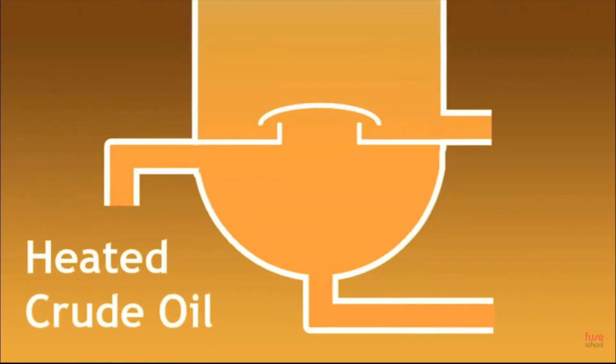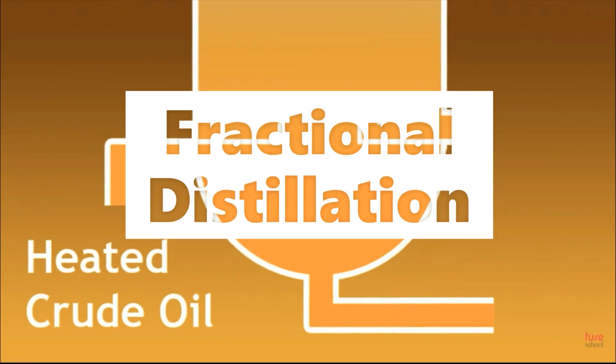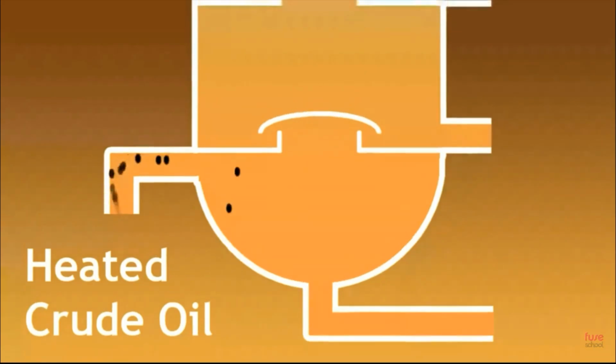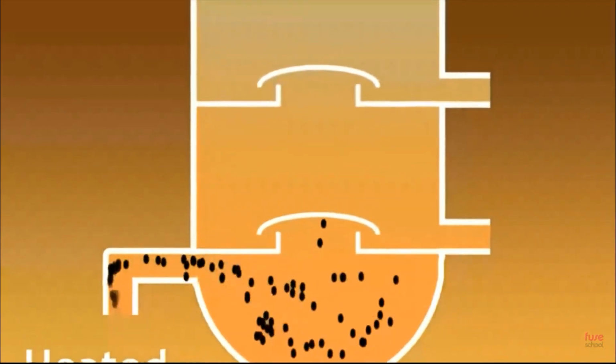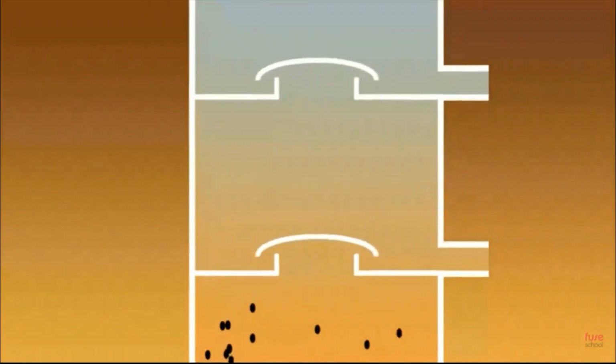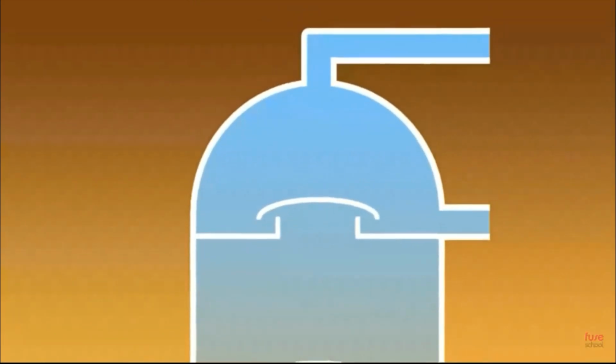Once in the refinery, the crude oil is heated up and pumped into a large fractionating column. This stage is called fractional distillation and separates the different components of crude oil. The column has a gradient. It is extremely hot at the bottom and cooler towards the top.